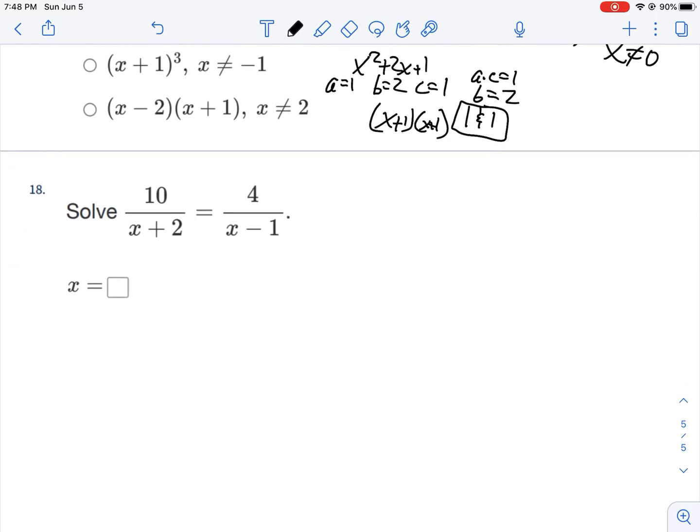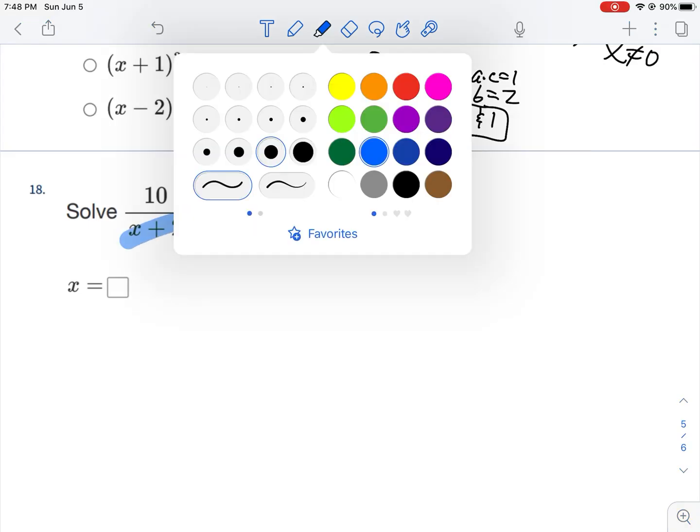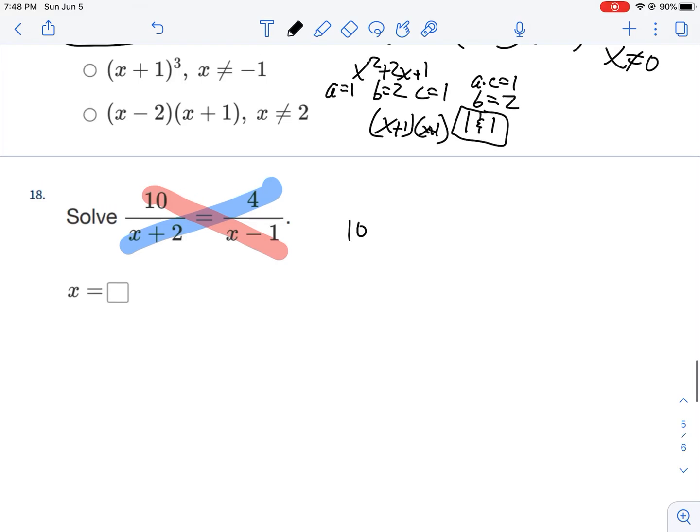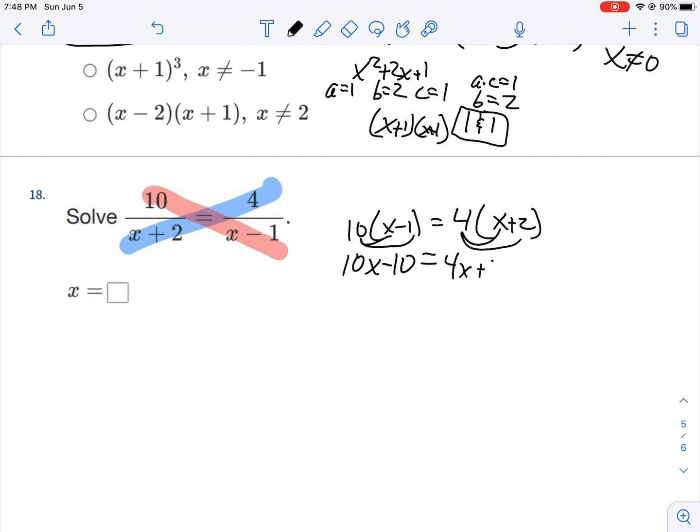Solving these rational expressions set equal to each other. Just cross multiply. That's all we got to do. 10 times x minus 1 is equal to 4 times x plus 2. And then we solve. 10x minus 10 equals, I guess we can show some distribution here, 4x plus 8.